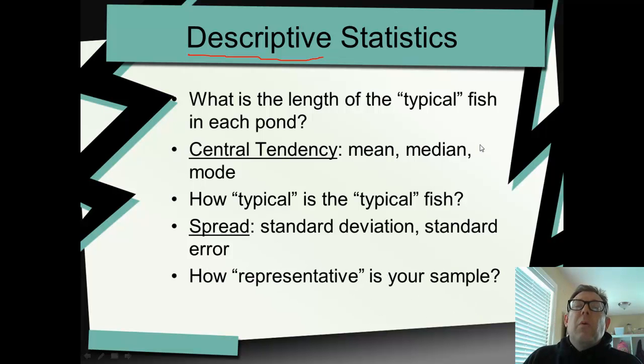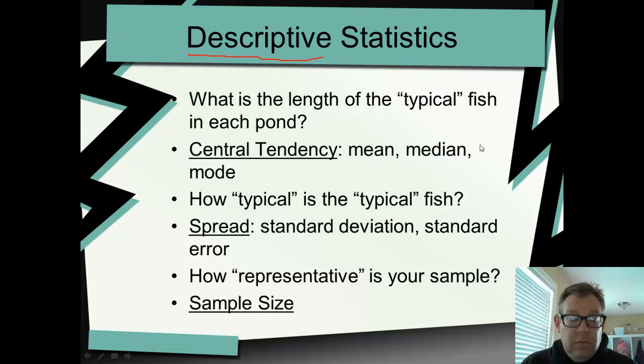And the last thing we want to worry about is how representative is that sample? How well does that sample that we took represent the entire population of fish in each pond? And that's going to be determined by the sample size. And of course, larger sample size is going to be more representative of the population than a smaller sample size. But we talked about the reasons why we sample. It's not possible to measure every single fish in both ponds.